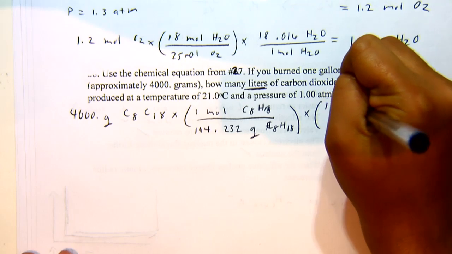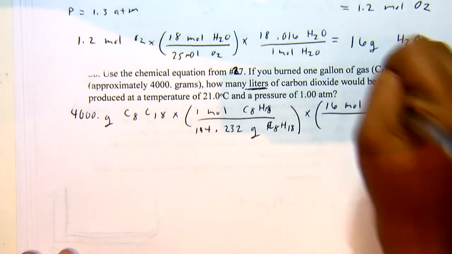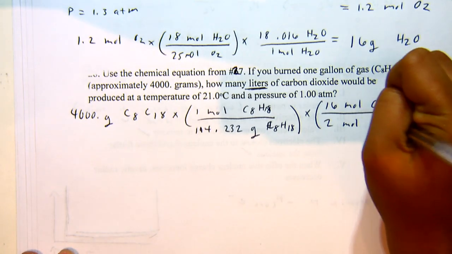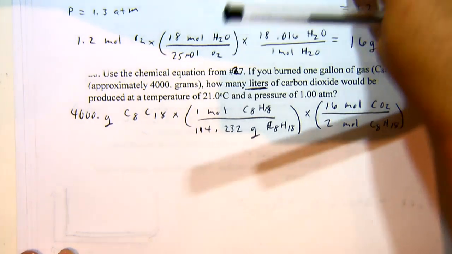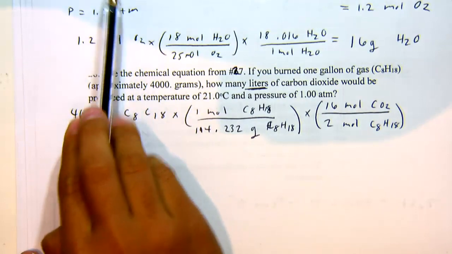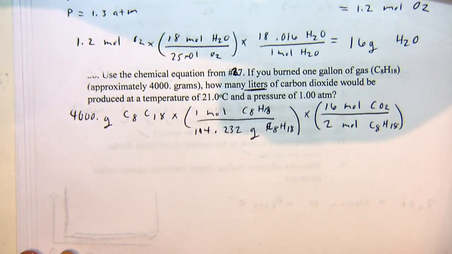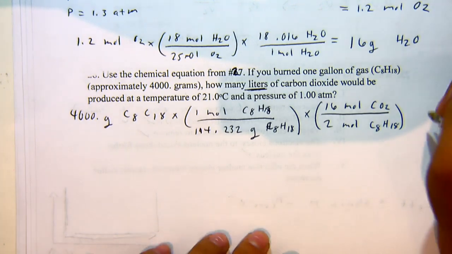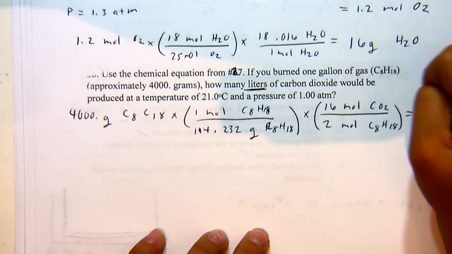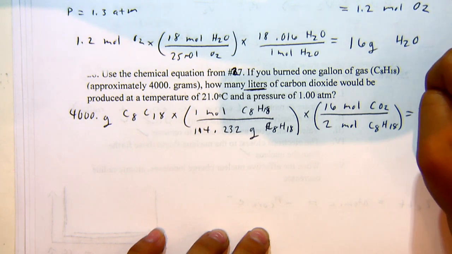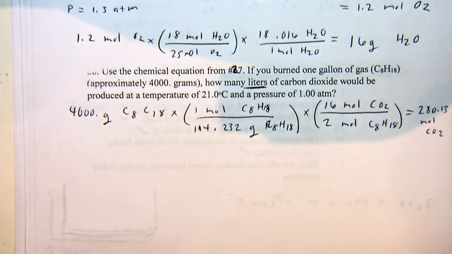So you're going to do 16 moles of carbon dioxide over 2 moles of C8H18, which, like I said, we got from this equation. For every 2 moles of C8H18, we get 16 moles of carbon dioxide, which is going to give us 280.13 moles of carbon dioxide.